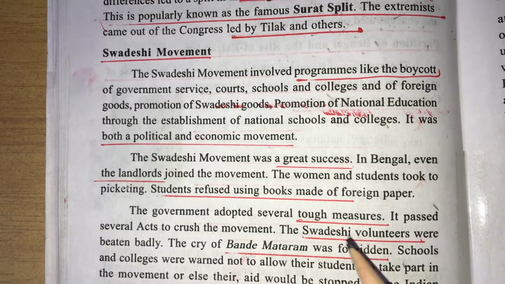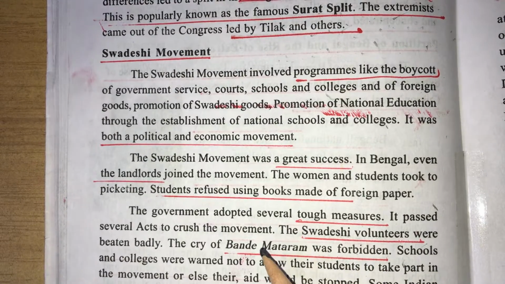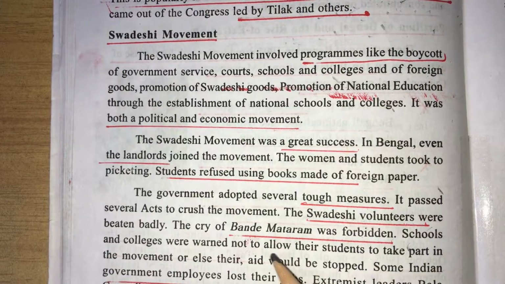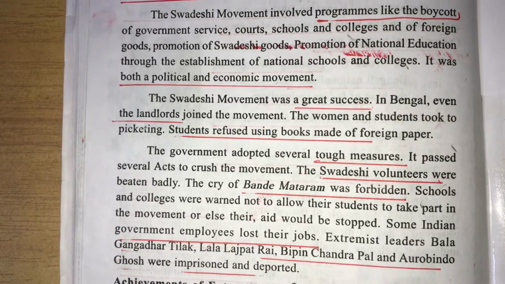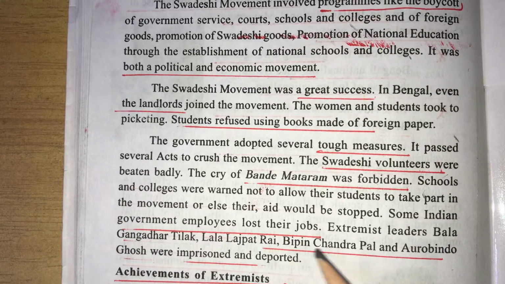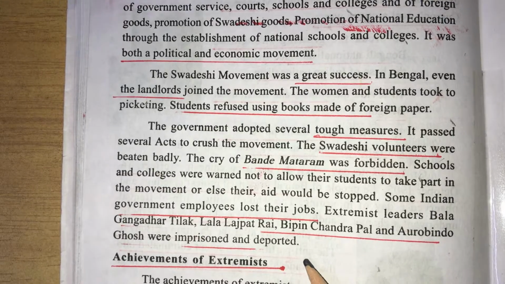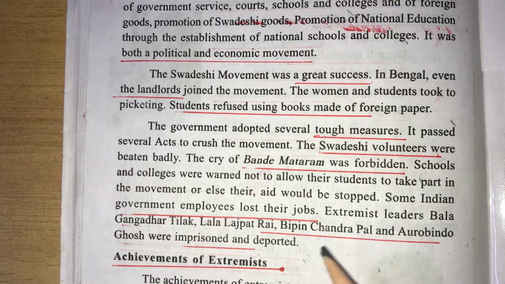The government adopted several tough measures to crush the movement. The cry of Bande Mataram was forbidden. Some Indian government employees lost their jobs. The extremist leaders Bal Gangadhar Tilak, Lala Lajpat Rai, Bipin Chandra Pal and Aurobindo Ghosh were imprisoned and deported.